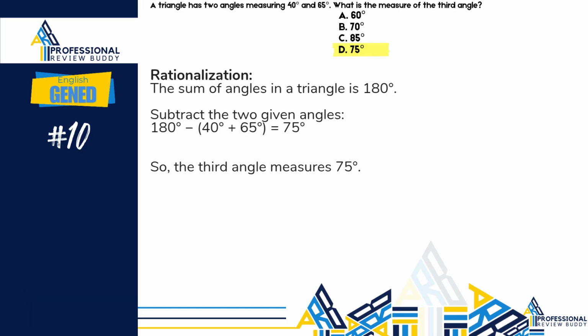A triangle has two angles measuring 40 degrees and 65 degrees. What is the measure of the third angle? Rationalization: the sum of angles in a triangle is 180 degrees. Subtract the two given angles. 180 degrees minus 40 degrees plus 65 degrees equals 75 degrees. So, the third angle measures 75 degrees.